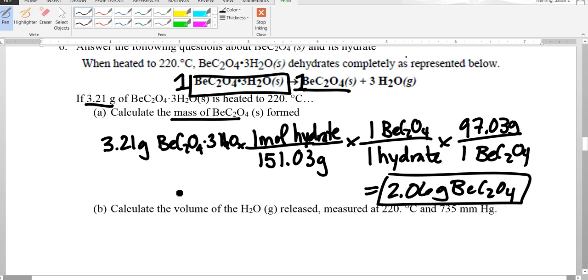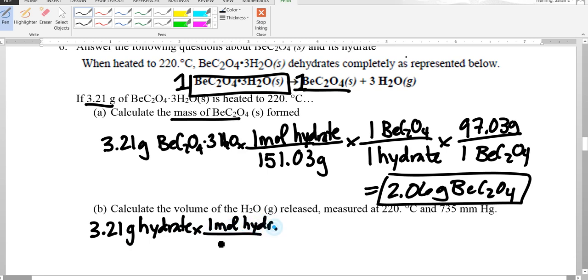Okay, I want to calculate the volume of water released. There are several different ways of doing this, but you can treat it like a stoichiometry problem, and let's see, how am I going to do it? I'm going to think about it this way. I'm going to start the problem the same way as I did up here and say, okay, I've got 3.21 grams of my hydrate to begin with. I'm going to convert grams of hydrate to moles of hydrate. So molar mass 151.03.